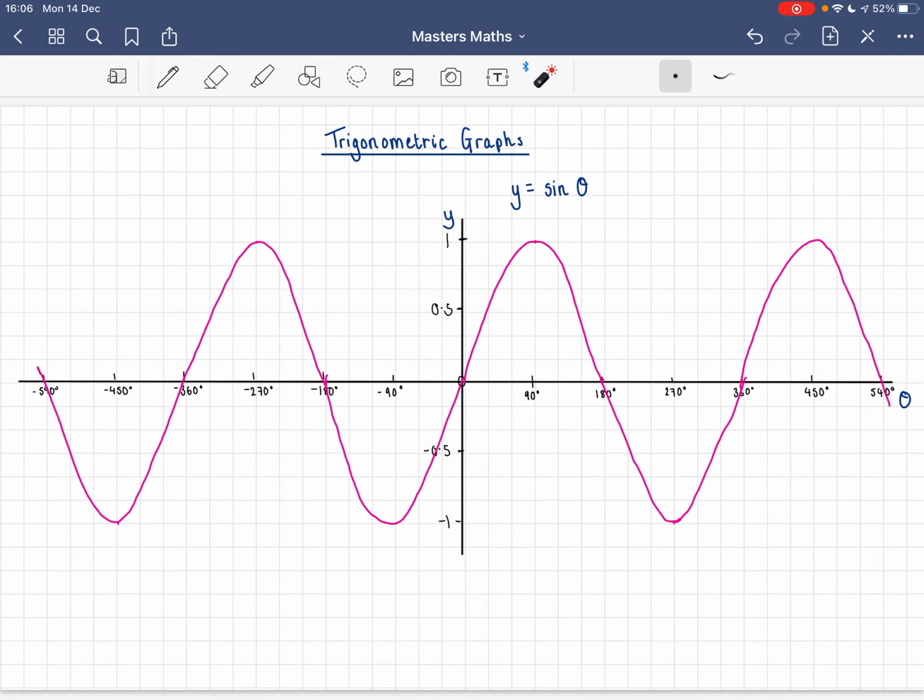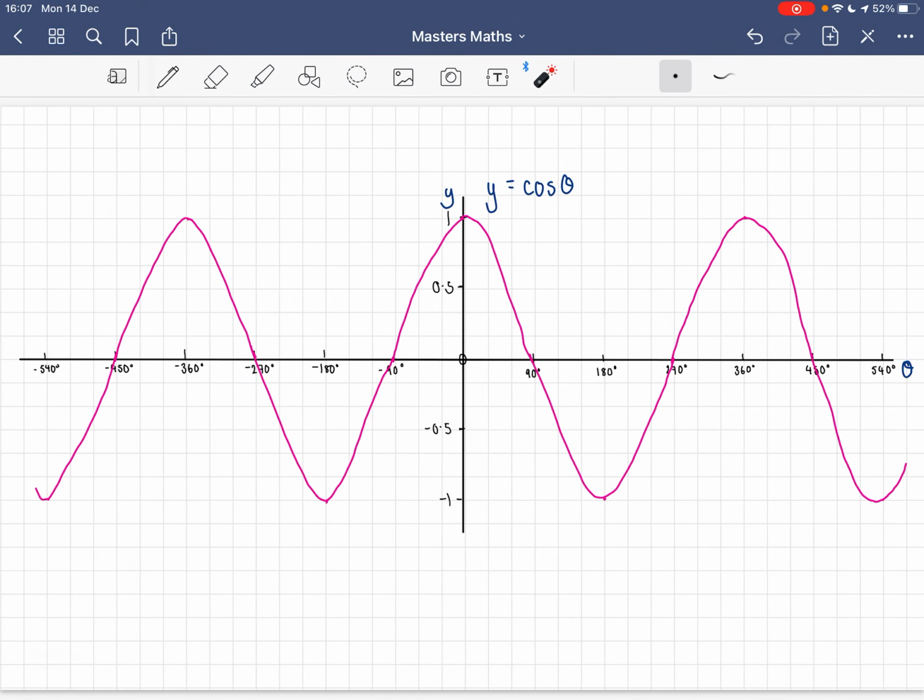From that, we can see if we put a value of 90 degrees into sin theta, then we get a value of 1. And we can see that happens in various different places along the graph. If we have a value of 450 degrees, then we also get 1. If we have a value of negative 270 degrees, we also get 1 when we put it into the function. And that is how we are going to use them. We're going to use the symmetry and the repeated pattern of the graph to be able to work out which values of theta would give us the same value of y. But we will look at that in a second. So that is y equals sin theta.